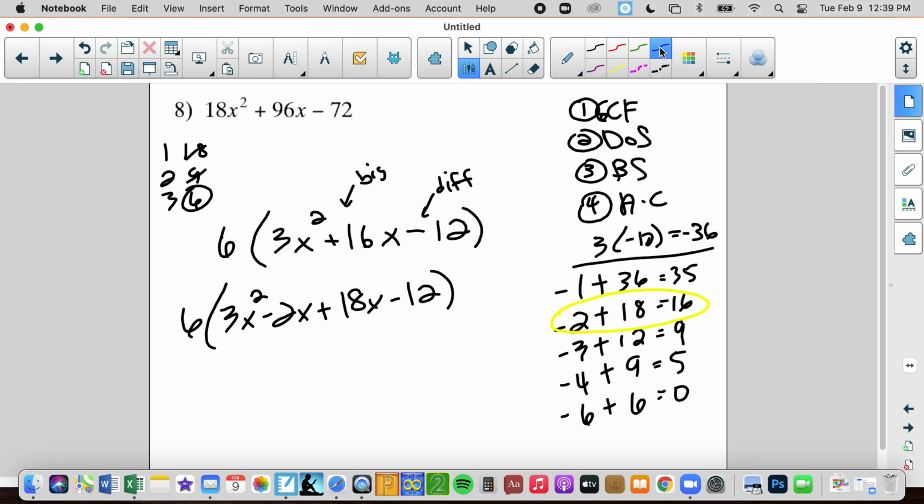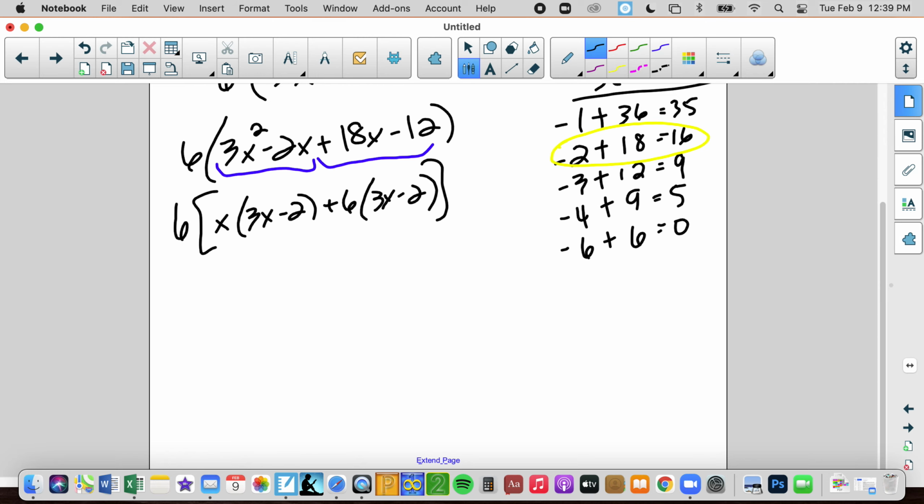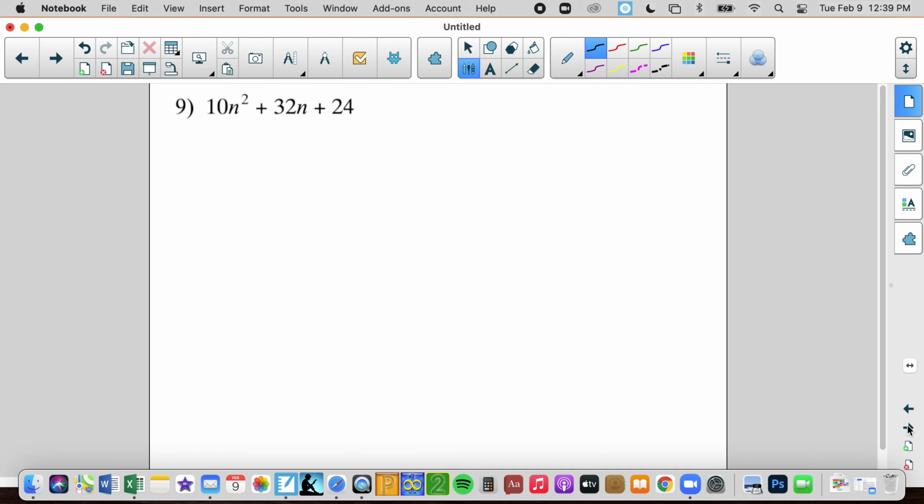Factor by grouping. We're going to take out an x. We get 3x minus 2. We're going to take out a 6. We get 3x minus 2. And that leaves me with 6 times the quantity 3x minus 2 times the quantity x plus 6 would be my answer. We're halfway there, baby.